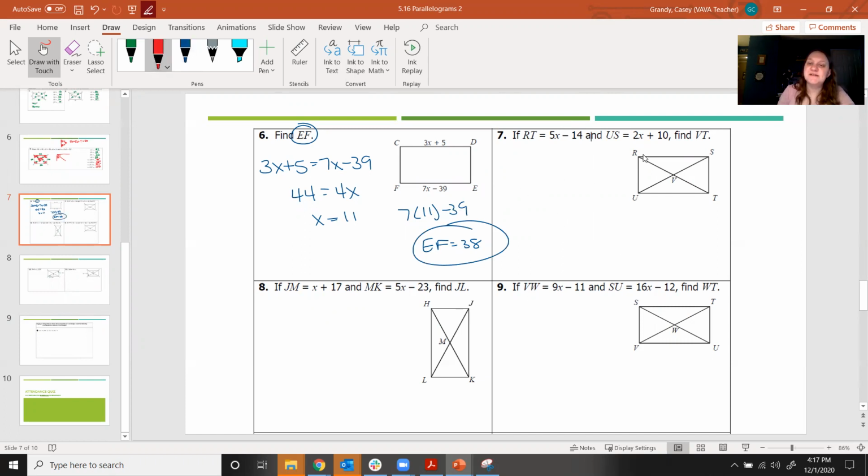In number 7, it says that RT is 5x minus 14. It's the whole diagonal. And it says that US is 2x plus 10. So that's another diagonal. In a rectangle, diagonals are congruent. So I can say that the length of one diagonal has to be the same as the length of the other diagonal. And I can solve for x.